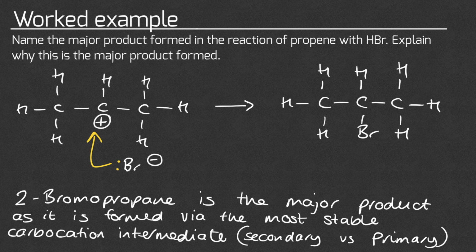In an explanation for why the major product was formed, you've always got to say the name of it, that it was formed as the major product through the most stable carbocation intermediate, and compare the two carbocations that you looked at. So for example, in this case we're comparing secondary against primary, but in your answer you might end up comparing tertiary against secondary, tertiary against primary. You've always got to state which kind of carbocations were involved.